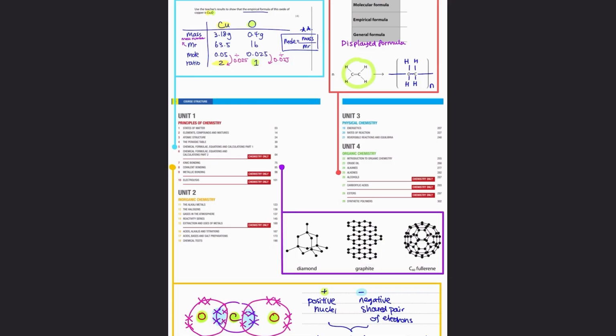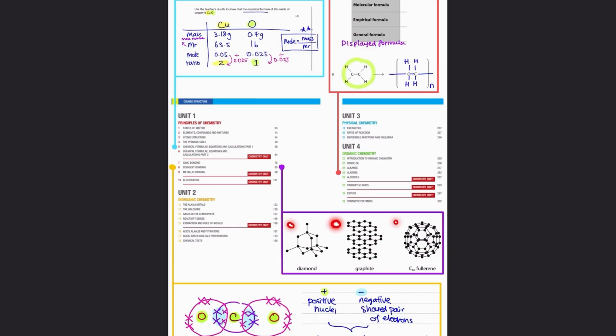And then finally, purple box is on the allotropes of carbon, including diamond, graphite, and C60 fullerene. Now, you need to know two things about these three structures here. The first is the melting point. The second is the electrical conductivity. For melting point, diamond and graphite have a very high melting point because they have many strong covalent bonds that you need to break, which requires a lot of heat energy.